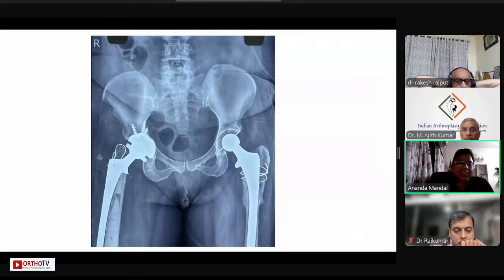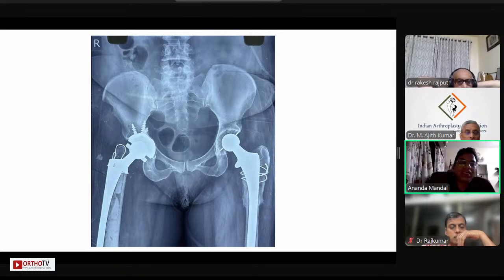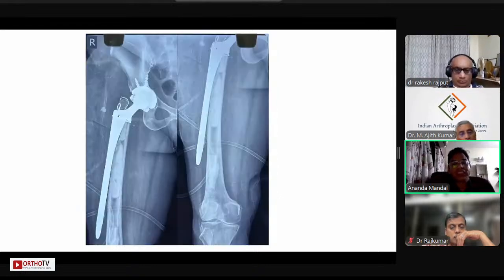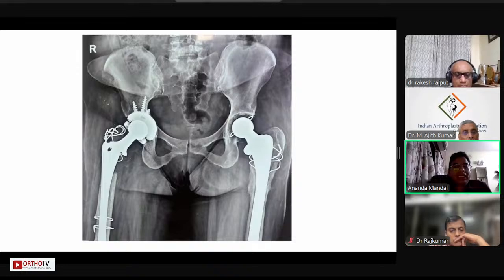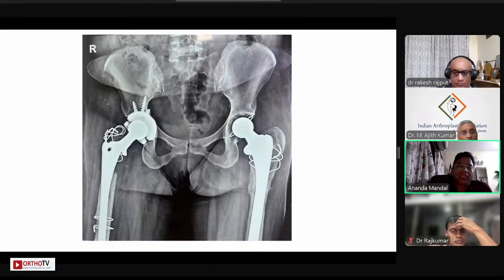After that, I decided to do the right side. Unfortunately, I had not used the C-arm at the time. I reamed and put the cement in the femoral medullary cavity, but the stem was outside the medullary cavity. It was like this. And it was a constrained type of hip on the right side. On the next day, I revised the right side with a cemented stem and kept the constrained hip there.